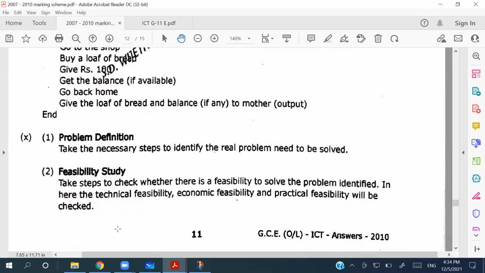It says problem definition and feasibility study. Now, this is not going to match with your answer, because in your answer, it should be preliminary investigation or the primary investigation. Then after that, the system designing, right? So you have to write it accordingly to have those 2 marks.